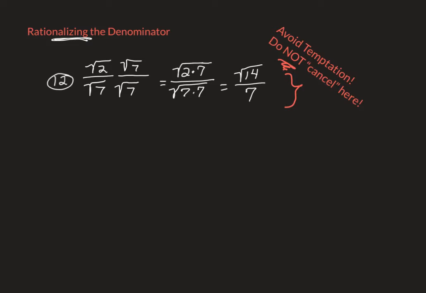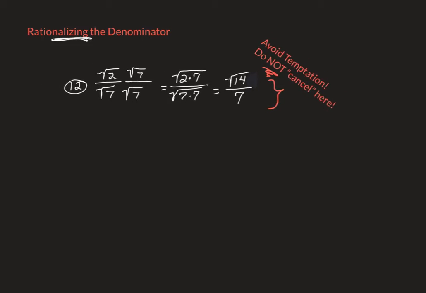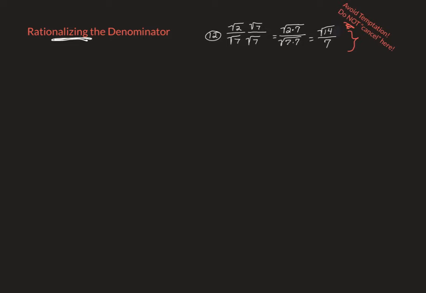But avoid temptation. Do not try to cancel the 7 from the numerator and the denominator. The 7 is fine, it's an integer, but the 14 is under the radical. You cannot cancel there. Okay, let's make this a little bit smaller and move it out of the way. All right, and let's go for another example.